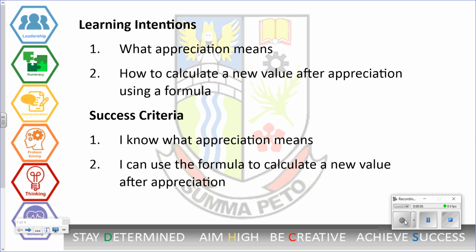So in this video, we are going to look at two learning intentions: what appreciation means, and how to calculate a new value after appreciation using a formula. So we will be successful if we understand and know what appreciation means, and also if we can use the formula to calculate that new value.